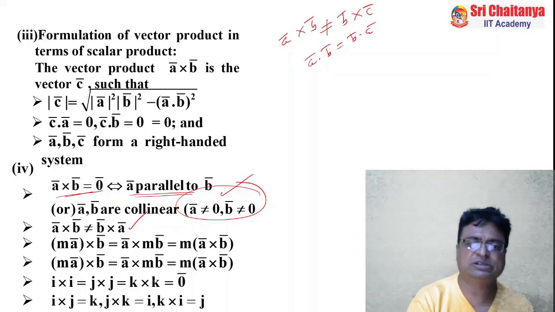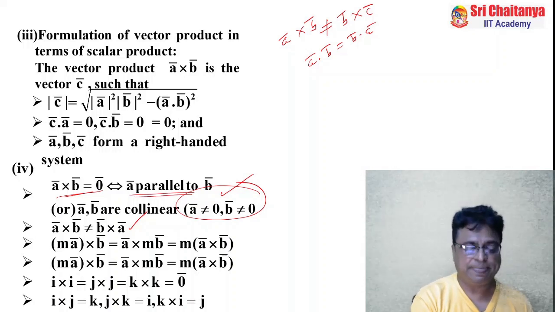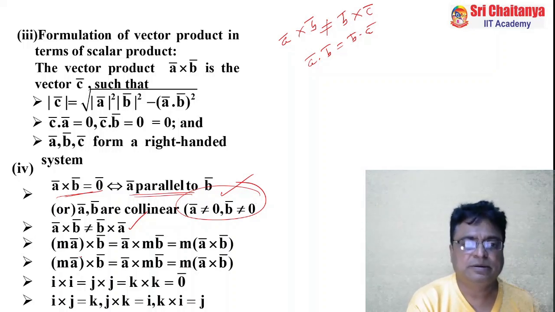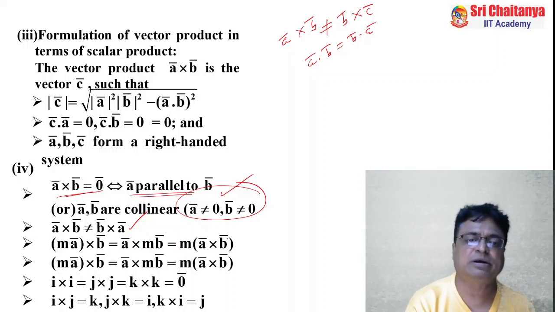With several counter examples also, you can identify the result very easily. Next thing, m a bar cross b bar is equal to a bar cross m b bar. You can write scalar multiplication like this: m into a bar cross b bar.